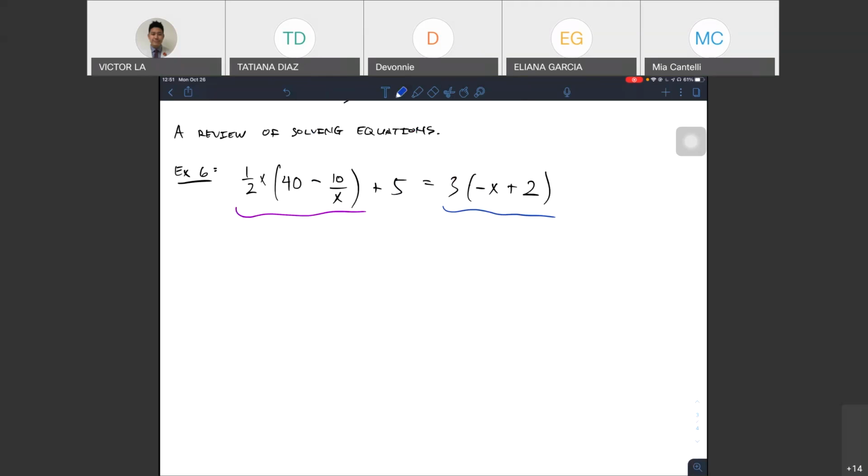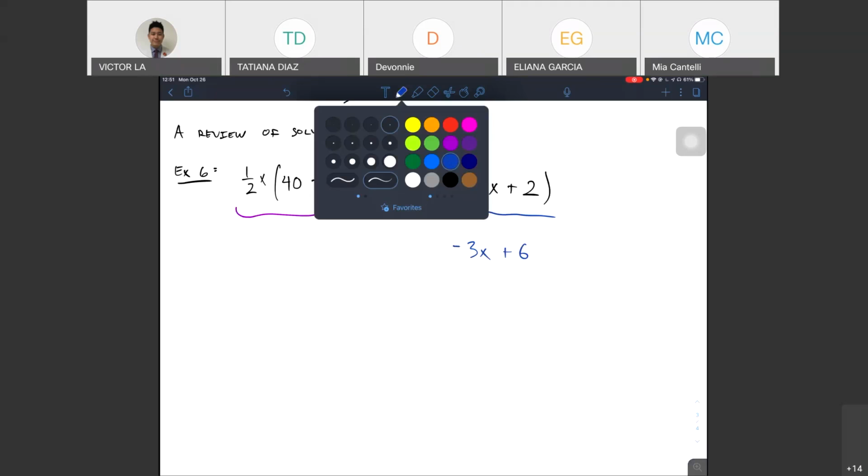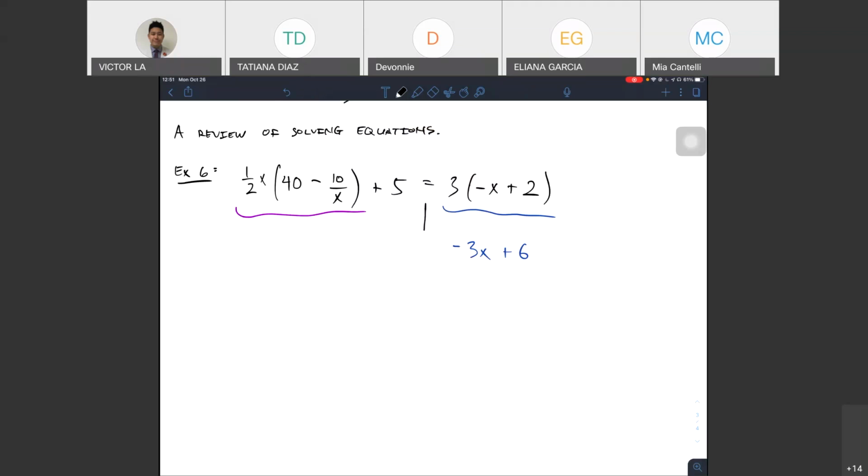Well, I always say do what's easy first, right? So blue, we got a negative 3x plus 6. So that's from this. Always drop down the things that don't change. So your equal sign here and 5 here.